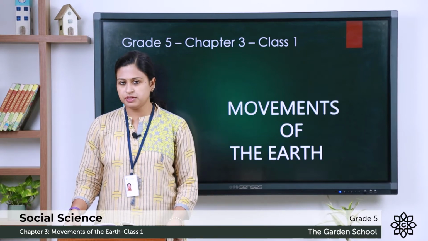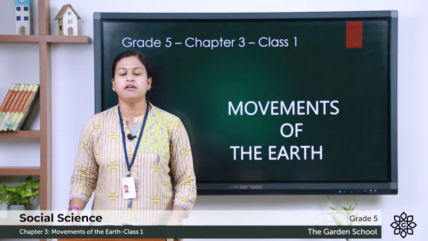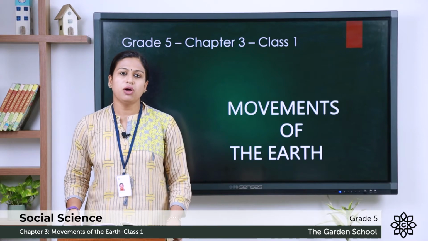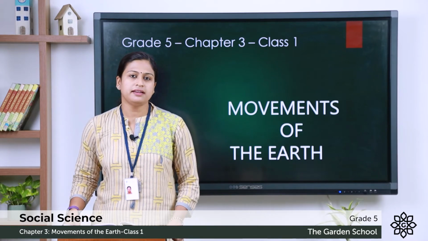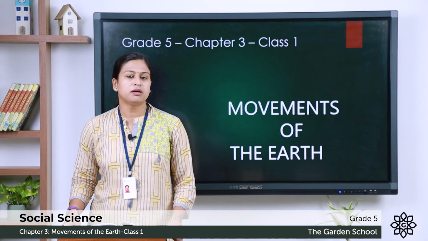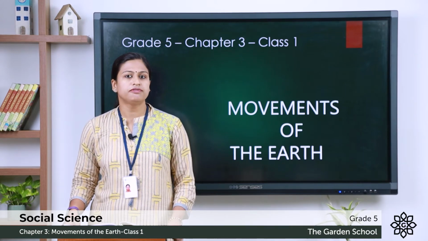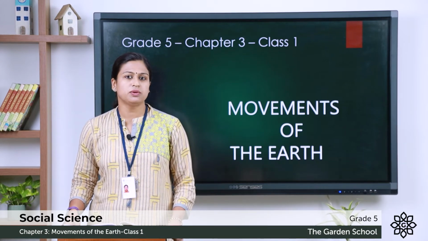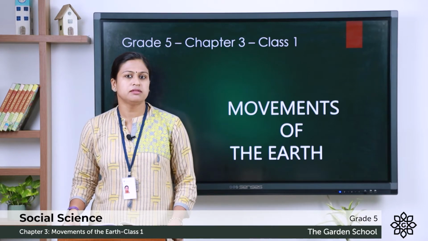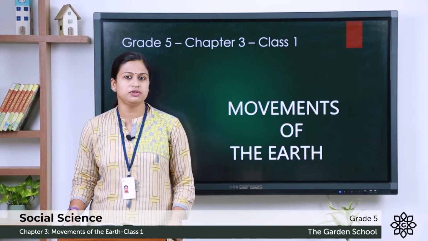Today we'll start a new chapter, chapter 3, that is Movements of the Earth. Here in page number 19, you can see a picture of the solar system. We all know that the sun is at the center and the 8 planets move around the sun in a fixed path. This path is known as orbit and this movement is known as revolution.